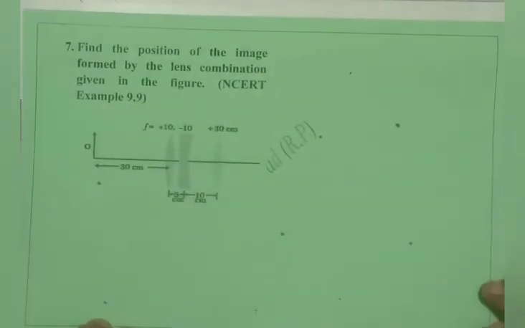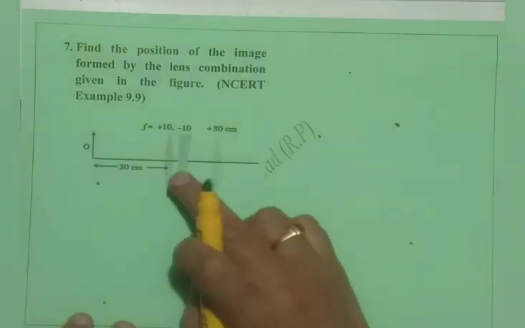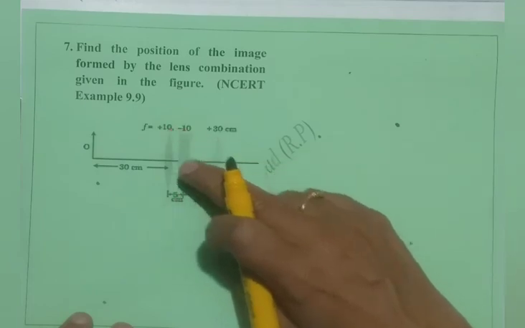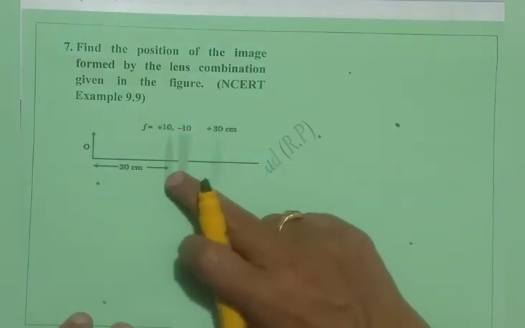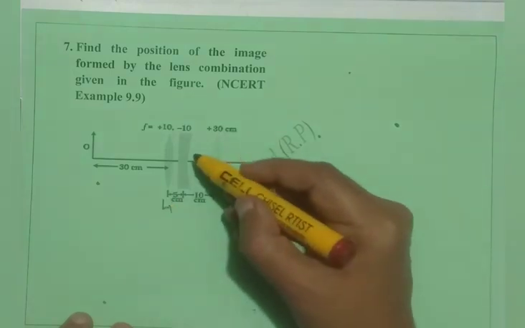We go for the seventh problem. It is a textbook example problem. We want to solve it now. Find the position of the image formed by the lens combination given in the figure. Here, the first lens from the left, whose focal length is plus 10, is double convex. I can call it the L1 lens for the sake of clarity.